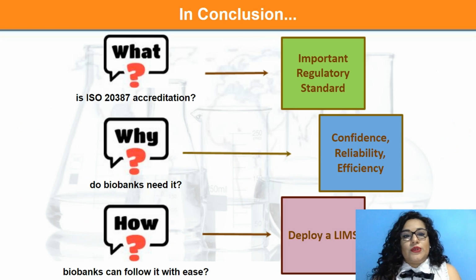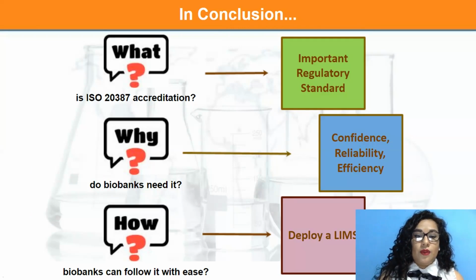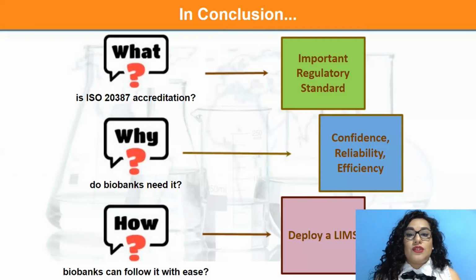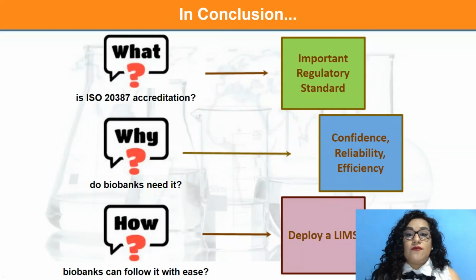So in conclusion, what is ISO 20387 accreditation? Well, as we saw, it is an important regulatory standard. Why do biobanks need it? Well, it increases confidence, increases reliability, and boosts efficiency. How can biobanks follow it with ease? Well, it's very simple. Deploy a LIMS and you can make everything easier.